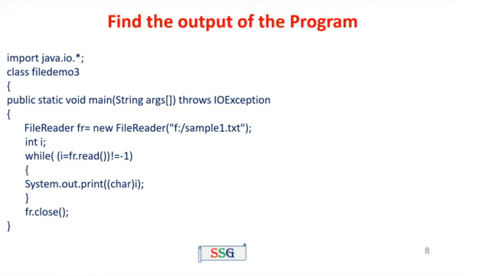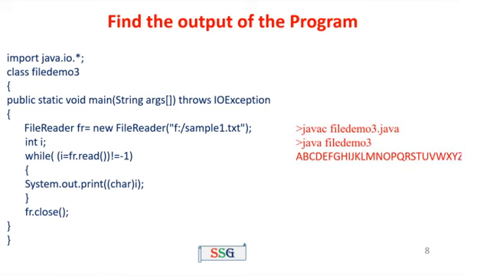System.out.println of (char) i. That means it prints all the input content on the monitor screen. That i value is converted to the character type. That means capital A to capital Z print on the output screen. Then close the file reader, fr.close. Then close public static void main and the class. Next we have to compile the program: javac FileDemo3.java. Java FileDemo3 displays the contents, capital A to capital Z.